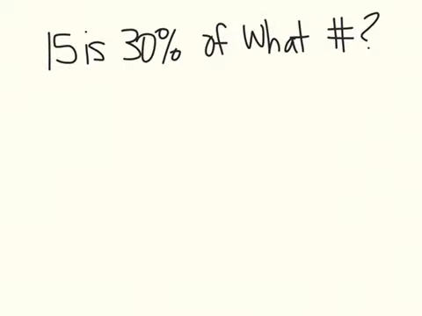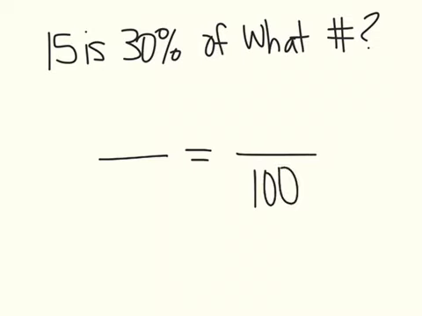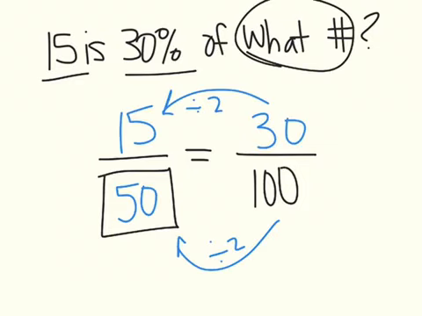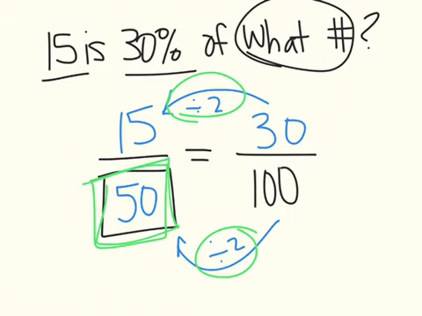All right, I want you to try this example on your own. Once again, set up your proportion. Remember, this will always have 100 on the bottom, and make sure you're filling in your part and your percent, and then this is what you're finding. You're finding the what number, or the whole. As you can see, if you look at my screen, I ended up dividing by 2 on the top and 2 on the bottom to get me a final answer of 50.